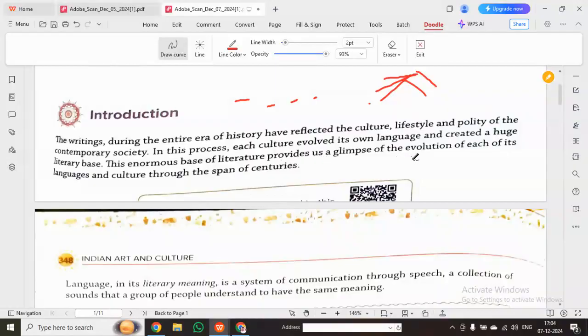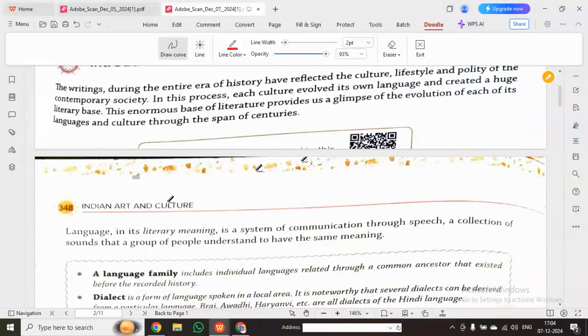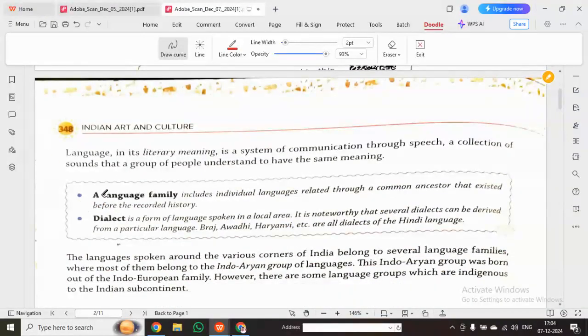So this enormous base of literature provides a glimpse of the evolution of each of its languages and cultures in the span of centuries. Now coming to this, a language. What is a language? A language family includes individual languages related through a common ancestor that existed before the recorded history.